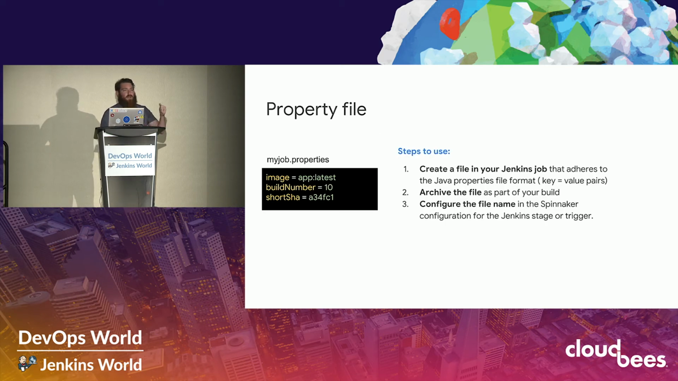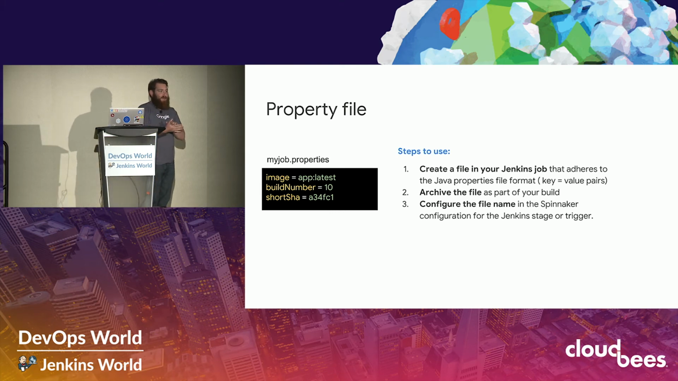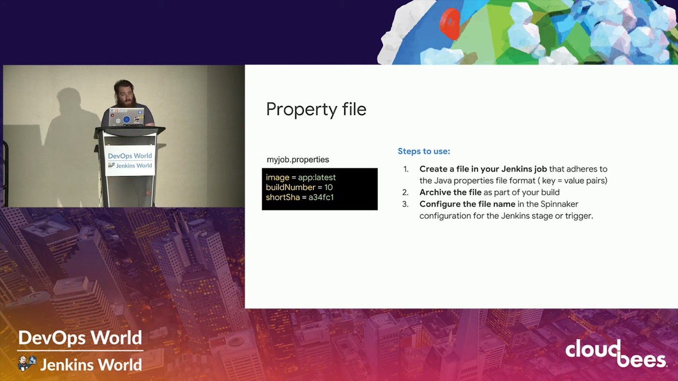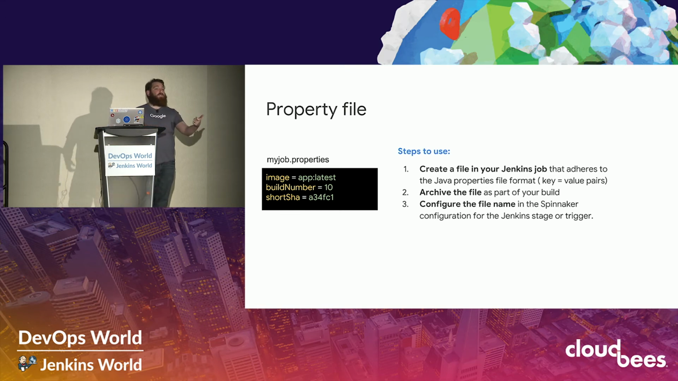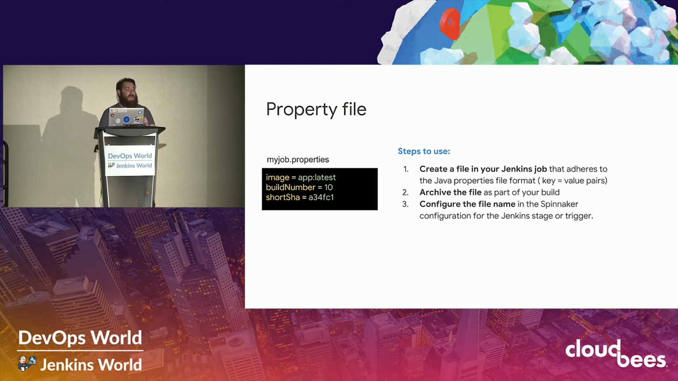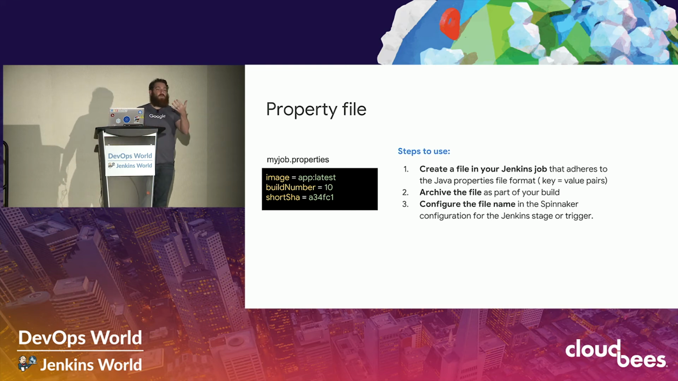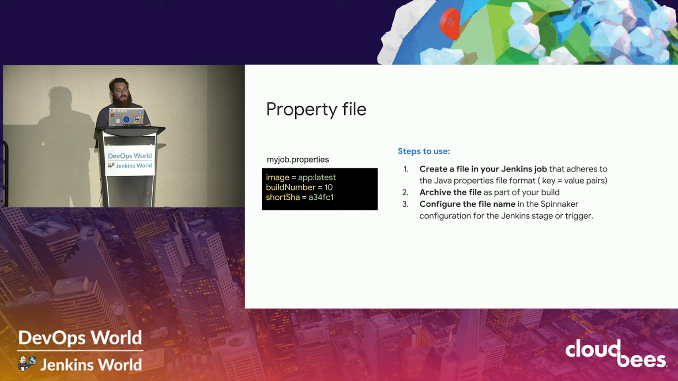How many folks are familiar with property files? Yeah, so our Java folks are probably relatively comfortable in this land. The way you pass information from Jenkins into Spinnaker is using the property file. And this is what it looks like. It's a set of key value pairs with an equal sign in the middle, one per line. You archive this as part of your Jenkins build, and then you tell Spinnaker which artifact has your properties file. Those will all show up as metadata inside your Spinnaker pipelines.